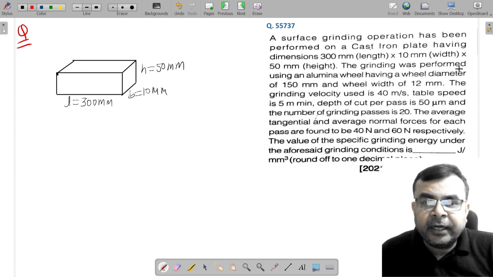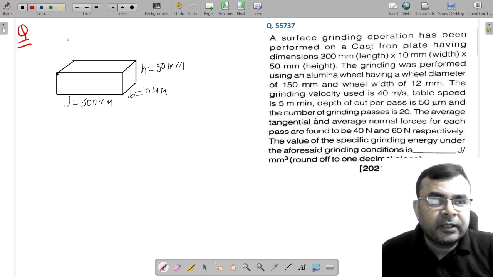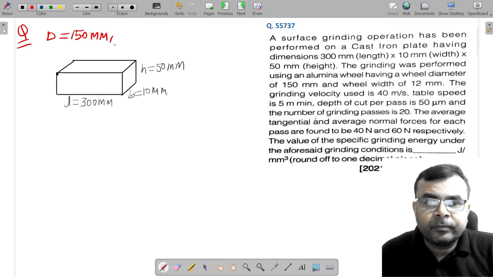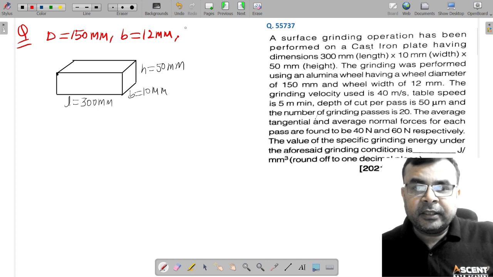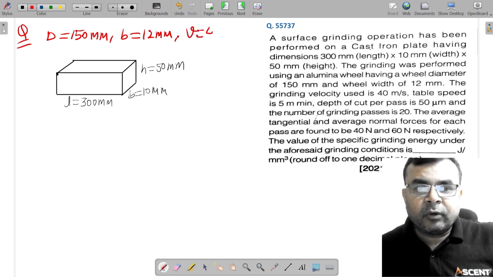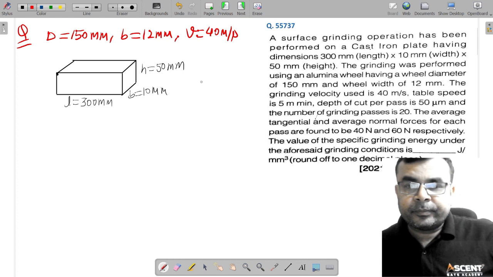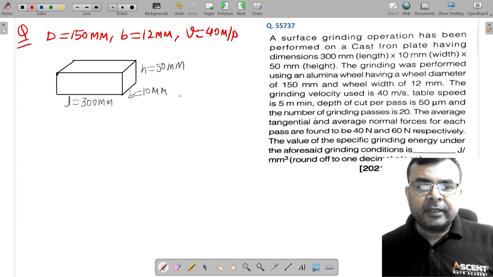The grinding was performed using an alumina wheel, means aluminum oxide wheel, with a diameter of the grinding wheel 150 mm. Wheel width is 12 mm, means whole width is covered in one run. The grinding velocity is 40 meter per second. Table speed is 5 meter per minute. Table speed means feed, that is 5 meter per minute.